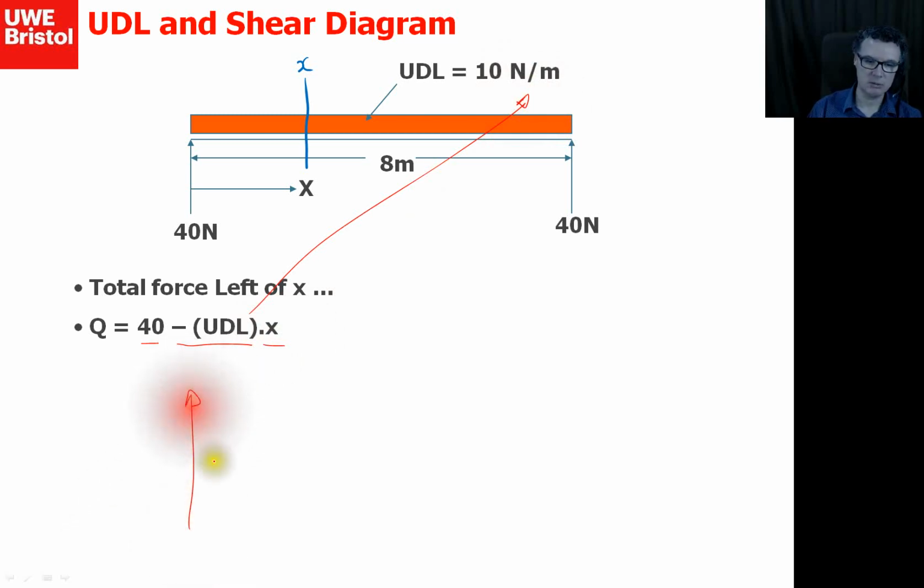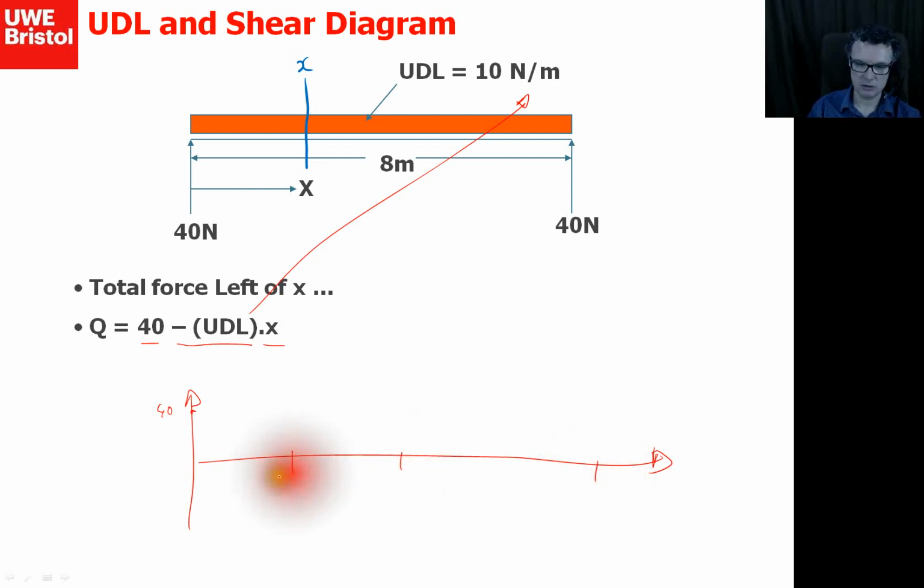So when we do our Q plot, we start at 40, and then we drop each meter. So let's say this is going to be 8 meters, 4 meters, 2 meters, 1 meter. Each meter I'm going to be dropping by 10 newtons. So that would be 30, 20, 10, 0. Okay, and you can see that's what your Q graph's going to look like.